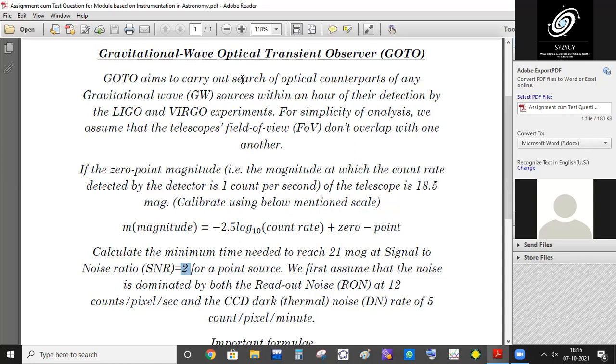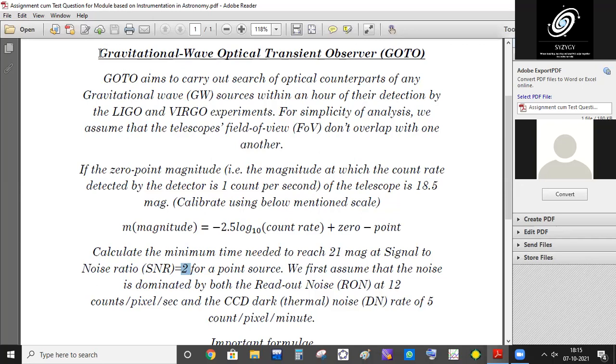Okay, so now we'll take a tutorial problem. This problem is taken from the International Olympiad on Astronomy and Astrophysics 2017. I have modified it a bit. I won't be solving it step by step, but I'll give you an idea of how to solve this tutorial problem.